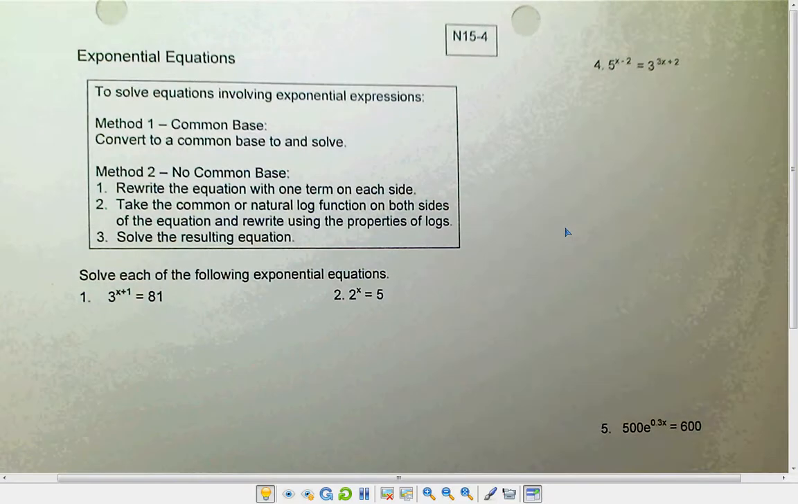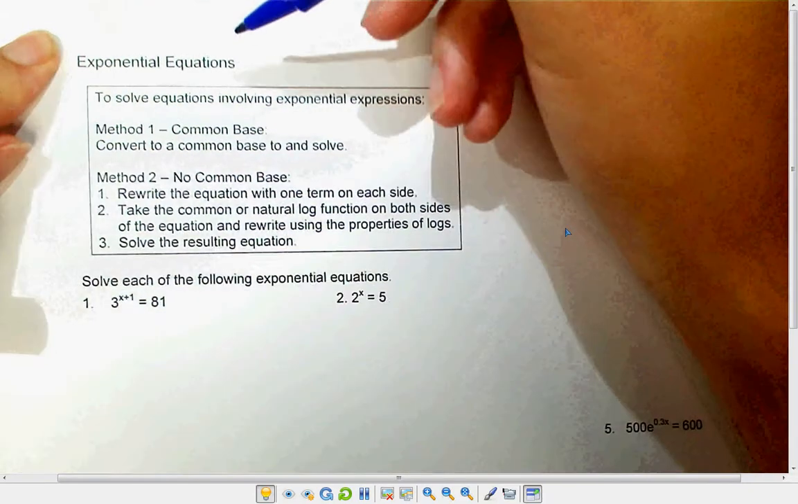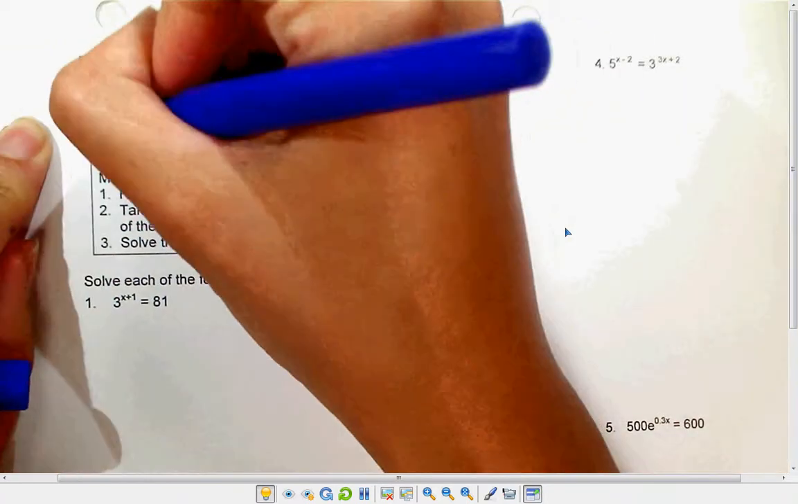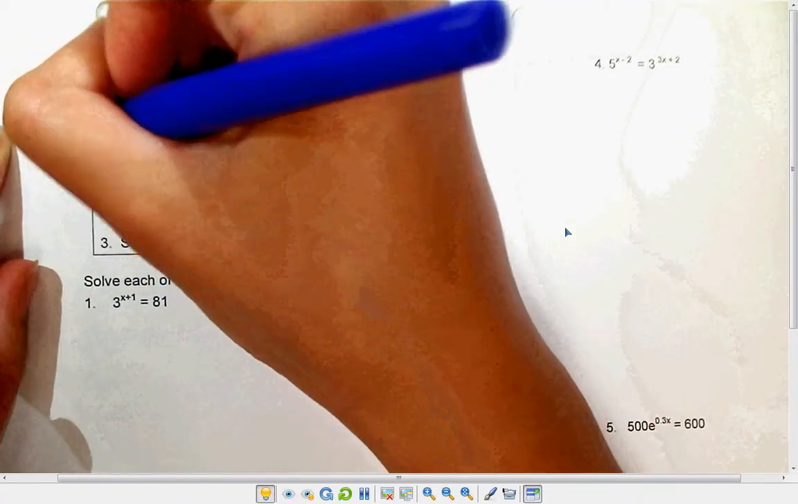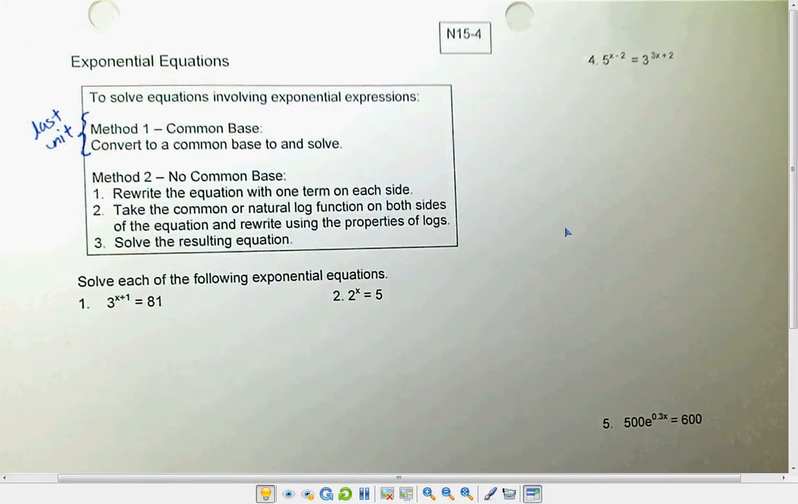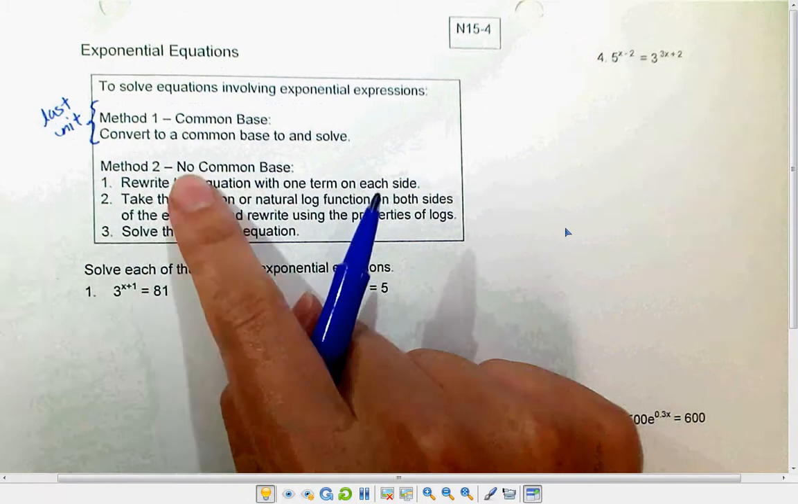Our next lesson in this unit is on exponential equations. So to solve equations using exponentials, the first method is what we already know how to do from last unit. This is when we're going to convert to a common base and just solve. What we're learning this unit is what to do if there is no common base.